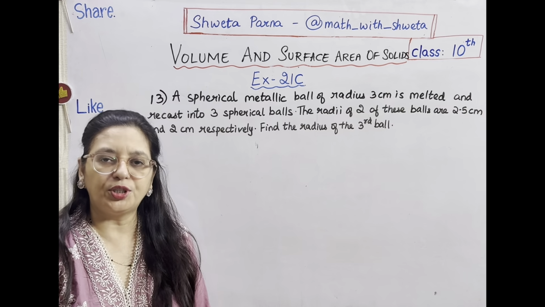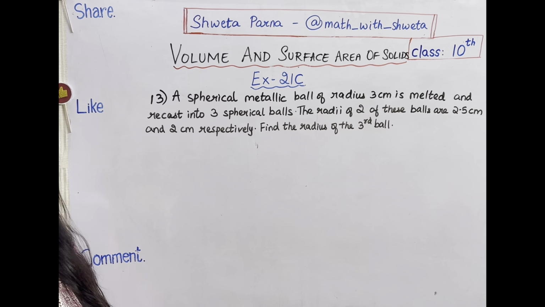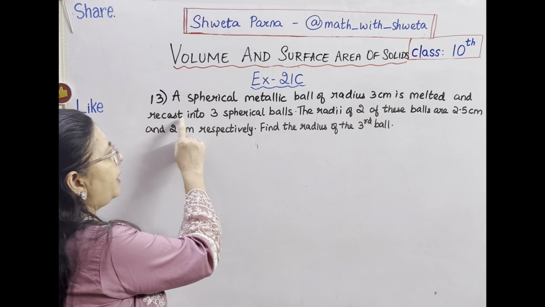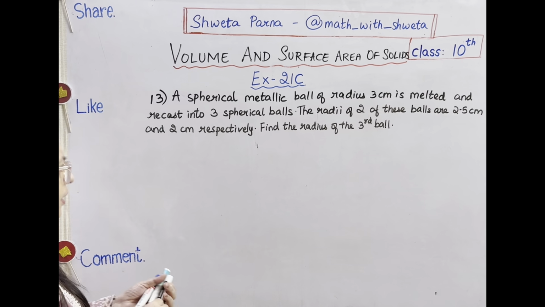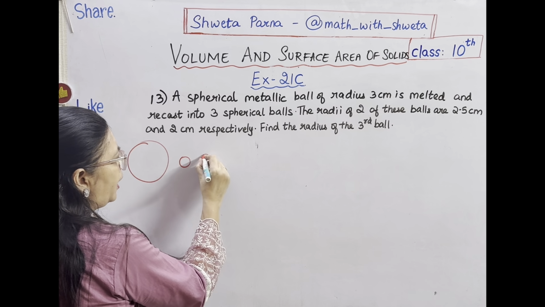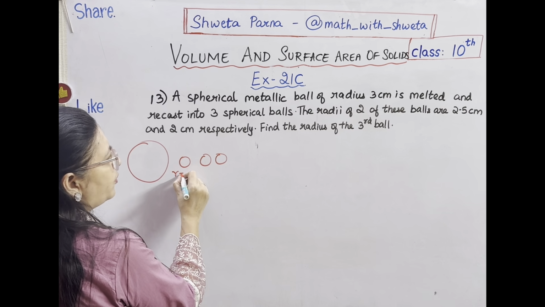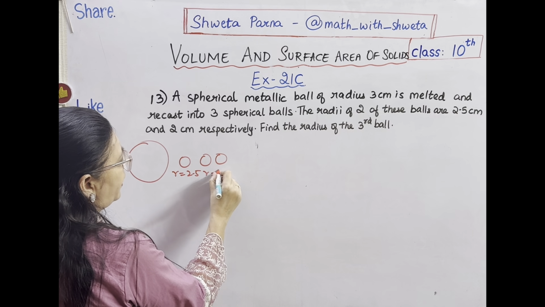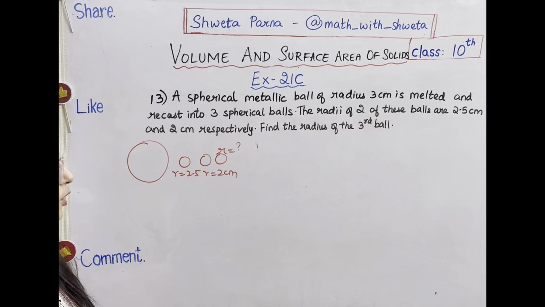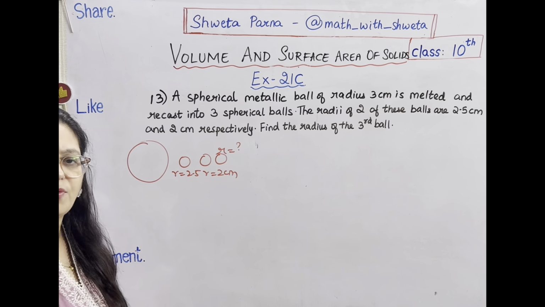I hope it's clear. Question number 13, children. A spherical metallic ball of radius 3 centimeters. So there was a spherical ball, it was melted and then it was recast into 3 spherical balls. So from one big spherical ball, you made 3 spherical balls. The radii of 2 of these are given: the first radius is 2.5, the second radius is 2 centimeter. You have to find the radius of the third one. So the volume of this should be equal to the sum of the volumes of all these 3.